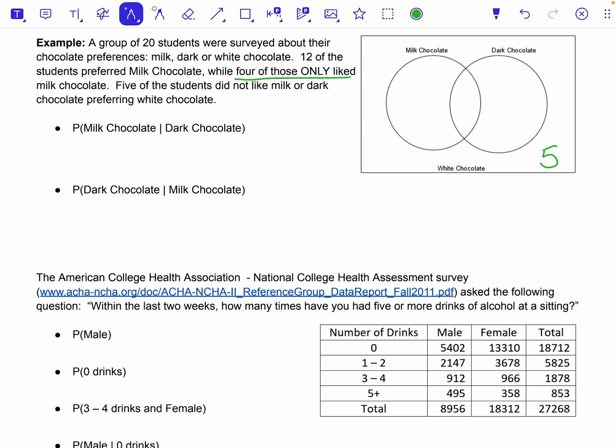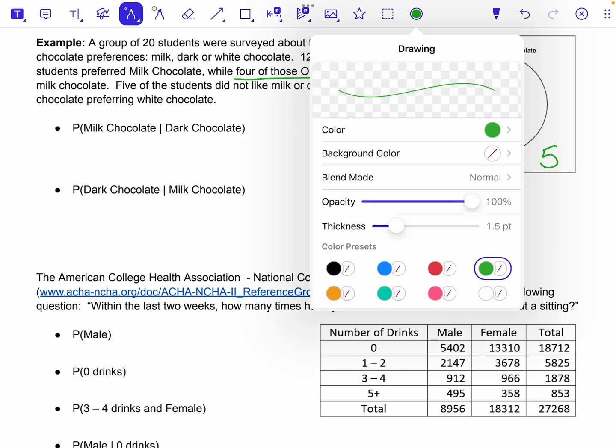Now, 4 liked only milk. And I should have a total of 12 in that milk chocolate circle, which means 4 plus something equals 12, so that would be 8. And I had 20 total students, so 12 plus 5 is 17, which means there are 3 students who only like dark chocolate. So that's a little bit of review with building a Venn diagram. Now, let's stop and focus on this first one.